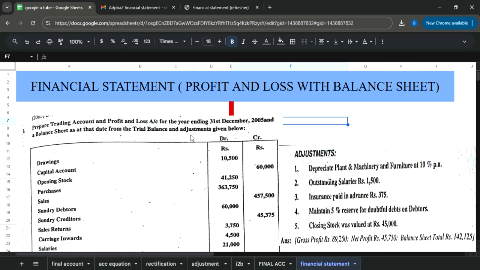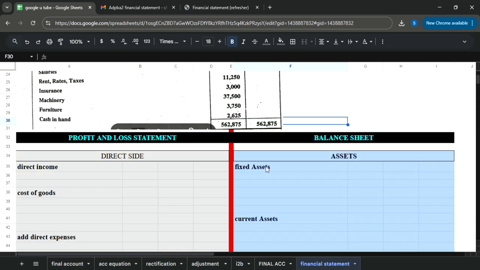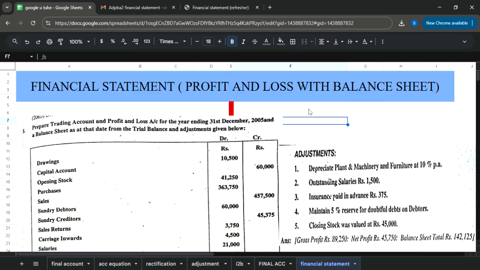So guys, we have a question. As usual, debit and credit side is provided. How would we know that? Because the total of both sides is available, so it's a trial balance. The second thing, the new thing, is that a few adjustments are also present over here.